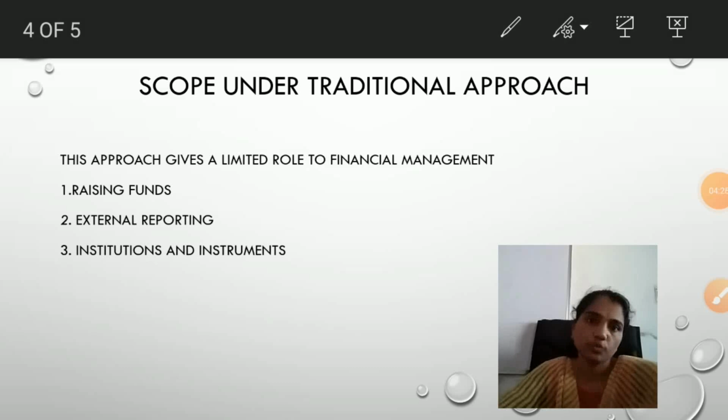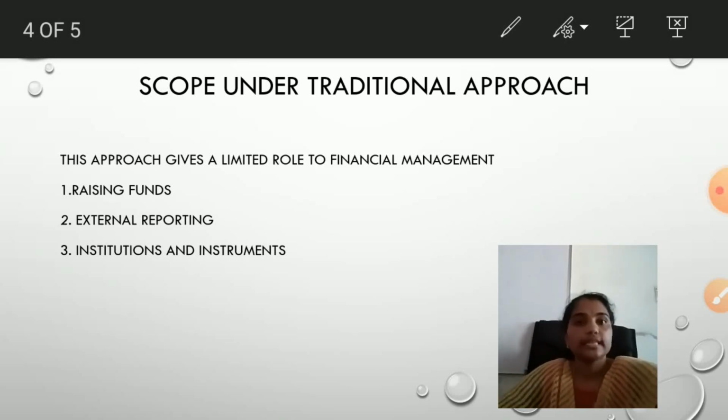Institutions and instruments. Financial management studies the institutions which are operating in the capital market and the instruments which they use for mobilizing funds. Along with that, money market instruments and institutions which are operating in the money market are studied by the finance manager. So this is to raise the funds.